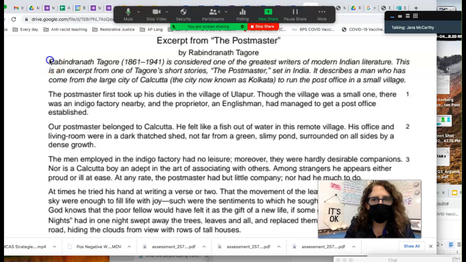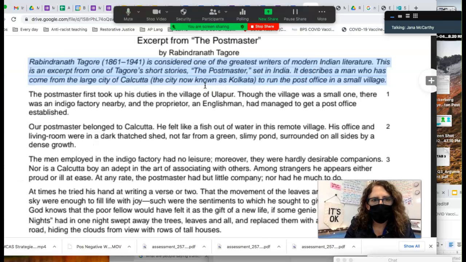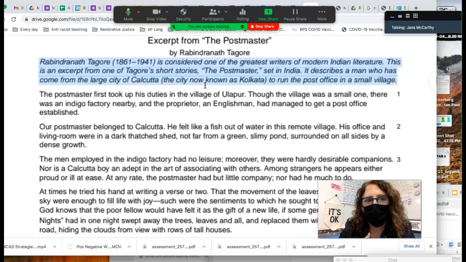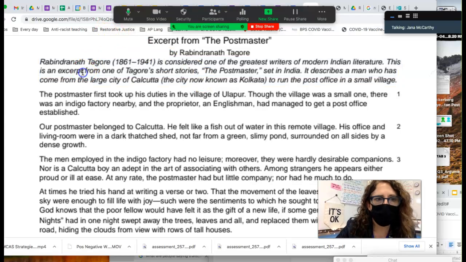This is not paragraph 1. This is what we want to read before the beginning of the passage. This is hugely important. A lot of students skip this. This is going to give us clues to all the answers that we have. This is an excerpt, and we learned that word yesterday, a piece, an excerpt from one of this guy's short stories, The Postmaster. It describes a man who has come from the large city of Calcutta to run a post office in a small village.